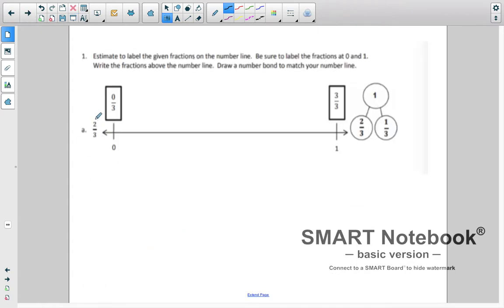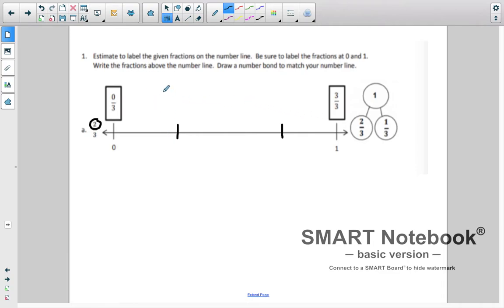All right, let's move on. So the next one says 2/3. They want us to label 2/3. Well, I'm going to look at that top number, and I'm going to put 2 tally marks, trying to make them as equal as possible. I also want to make sure that I have 3 spaces in between my tally marks because I'm counting by thirds. So 1, 2, 3. Good. So I have 3 spaces.